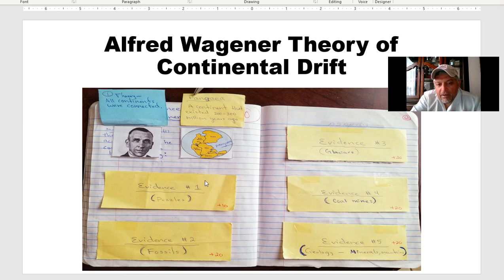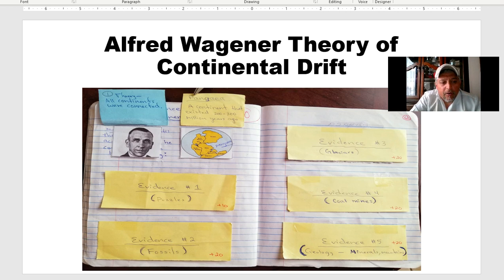These are all the evidence. You can see evidence 1, 2, 3, 4, and 5 that Alfred Wegener proposed when he published about continental drift. But of course, if we remember, his theory was never accepted by the scientific community because he couldn't explain two things: how the continents were moving and why the continents were moving. So in science, you have to prove those things. Otherwise, your theory is no good, right?